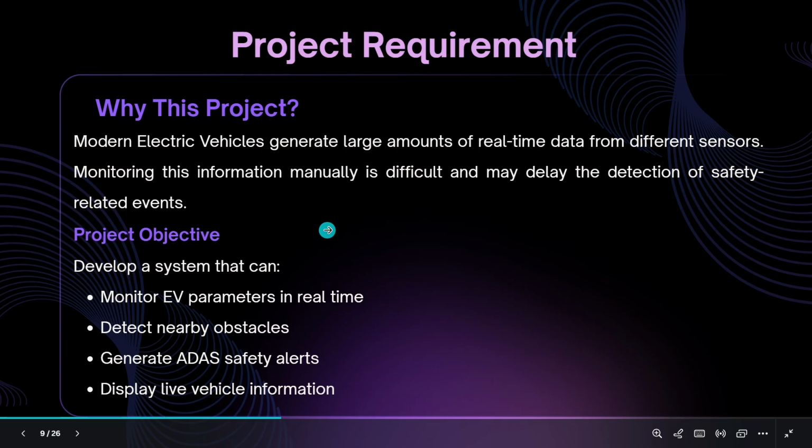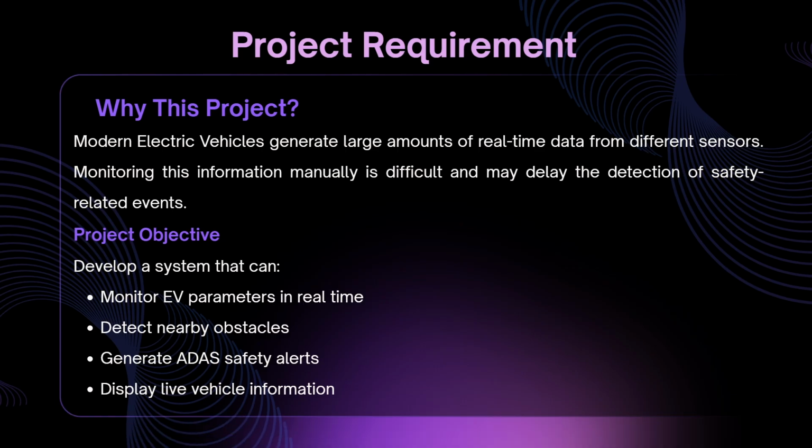As we know, modern electric vehicles generate a large amount of real-time data from different sensors. Monitoring this information manually is difficult, and it is also difficult to detect safety-related events. So for this, we developed a system that can monitor the parameters in real time, detect nearby obstacles to protect the driver and others, generate ADAS safety alerts, and display the live vehicle information on a beautifully built dashboard.